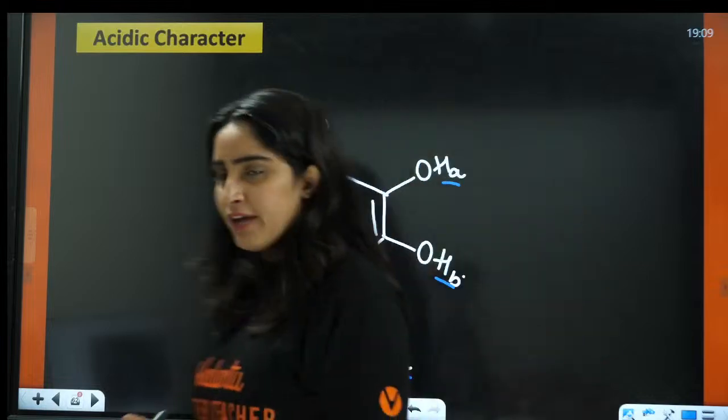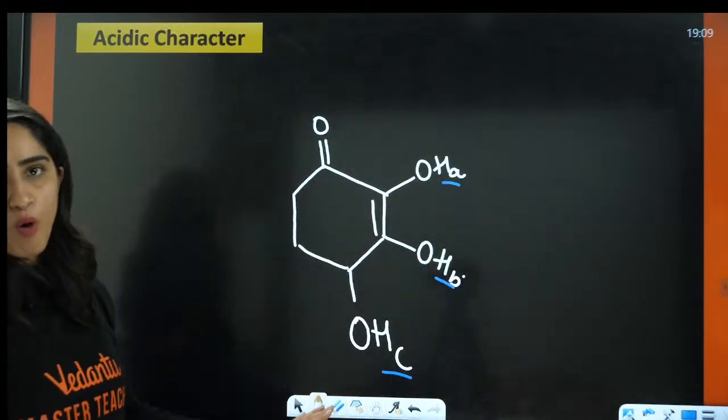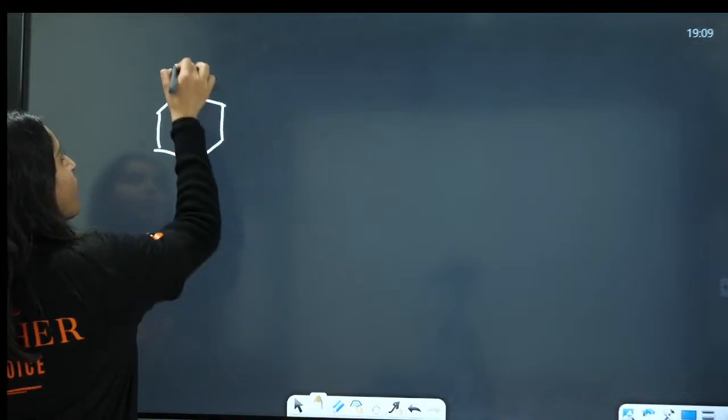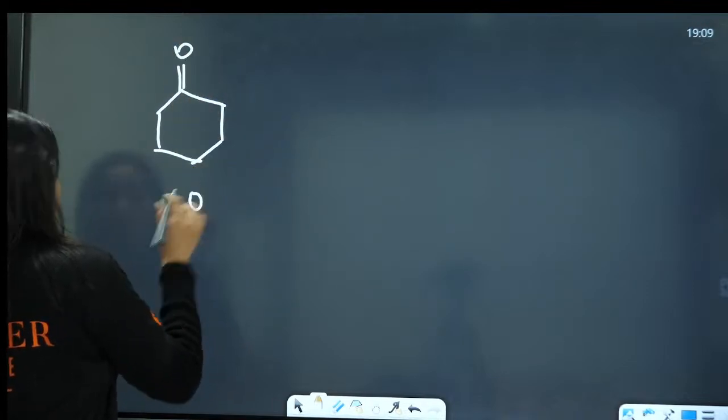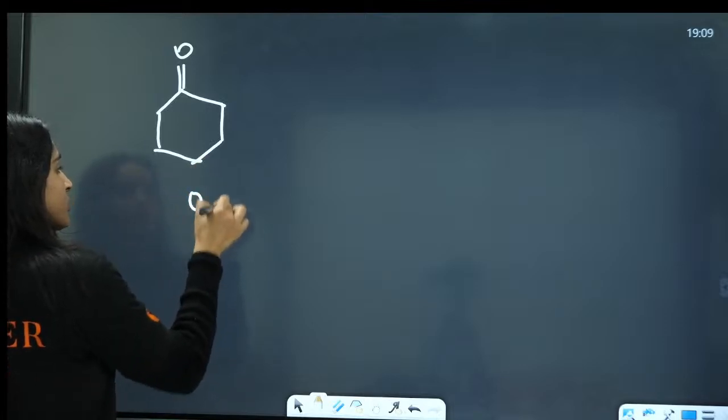If it is losing this HA positive, what will happen? What will be the structure? If it is losing this HA positive, the structure will be, here you have one OH.